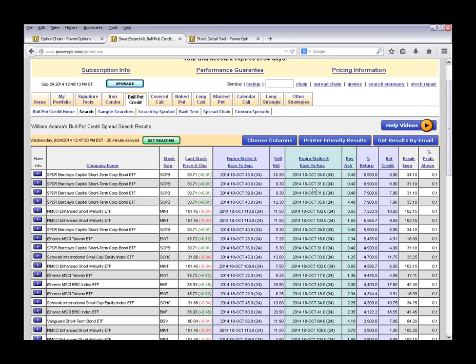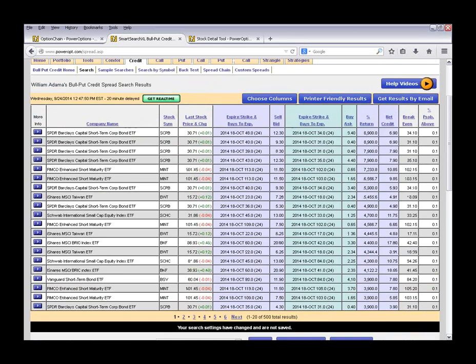Okay, well, first off, we wouldn't do any of these first listings. Why not? Well, let's take a look. We've got a stock here at 30.71, and remember, we're looking at a bull put credit spread, where we're selling the out-of-the-money option and buying a further out-of-the-money option, and we'd want the puts to be below the current stock price. Well, here Barclays shows up at 30.71. It shows us we could sell the 43 deep in-the-money put for 12.30 and buy the October 34 for 3.40. That's not what we want in the structure of our trade.